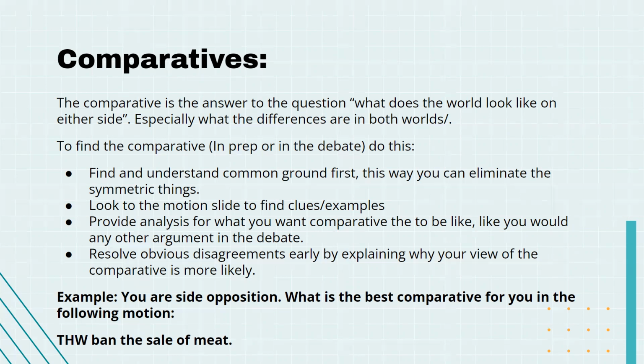Secondly, this again is something you can only do during prep, is that you should look at the motion slide. Motion slides will often have things like examples of the policy passing, or if it has a full info slide, then it will literally give you some clues as to what both worlds look like. Thirdly, providing analysis for what you want a comparative to be, and this is something that you can only do in your first speaker, at least in a good room, wherein you explain that this is a side, this is what our world is likely to look like, and this is what we're fighting for, right?